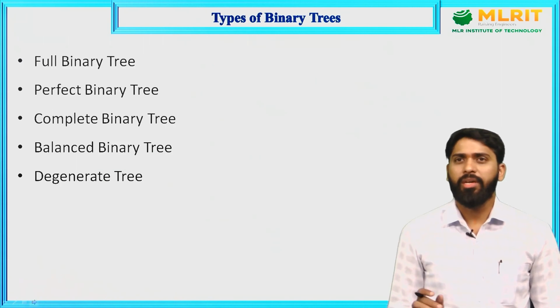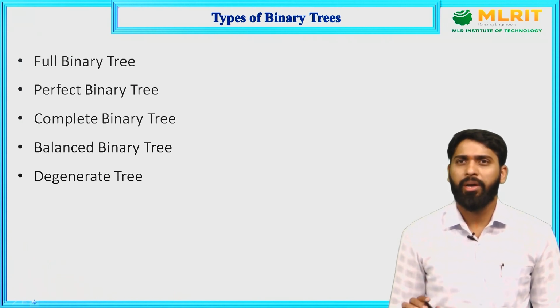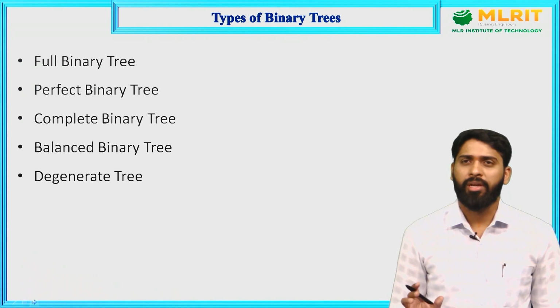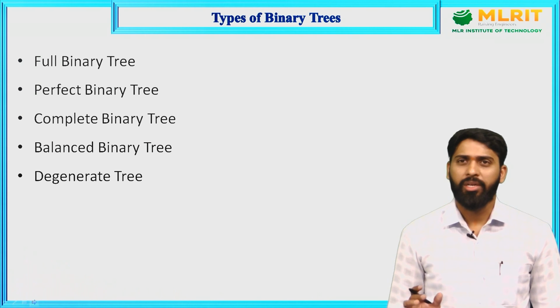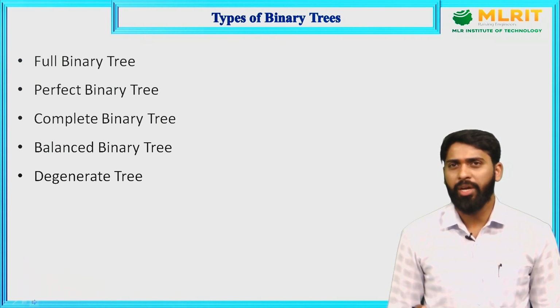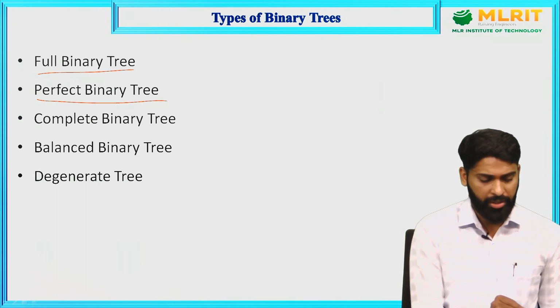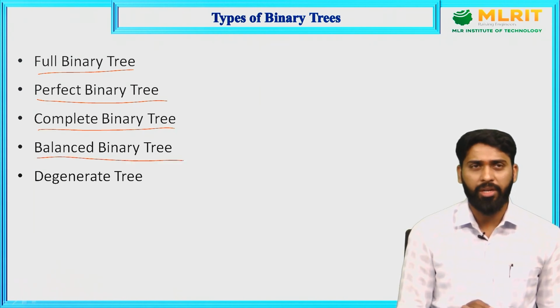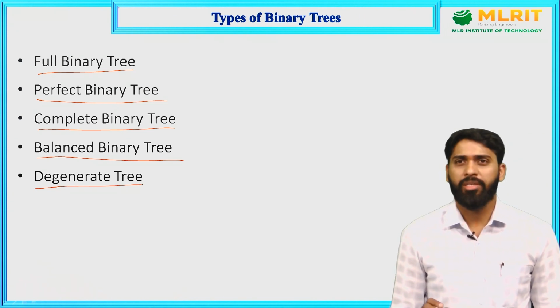Okay. Now we see the types of binary trees. We have different types of binary tree. So, what is a binary tree? In a binary tree, all the nodes have at most 2 children. In binary trees, we have different types: one is full binary tree, second is perfect binary tree, third is complete binary tree, fourth is balanced binary tree, and fifth is degenerate tree. Okay. Let us see one by one.